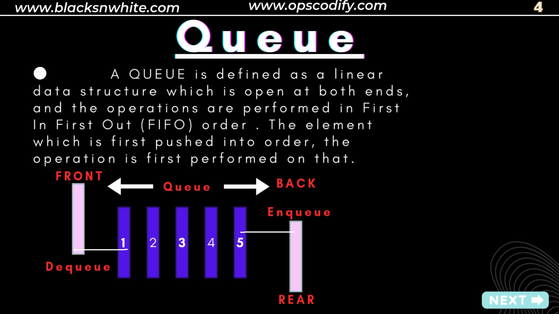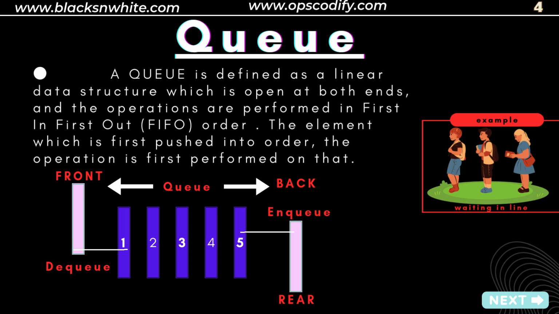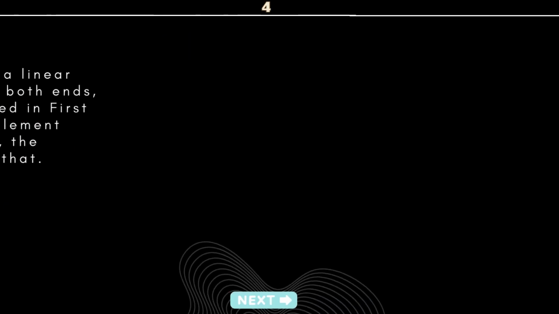Dequeue is the operation of removing an item from the front. The number 1 would be the next item to be removed. A perfect real-world example is people waiting in a line. The person who gets in line first is the first person to be served and leave the line. This is exactly how a queue works.